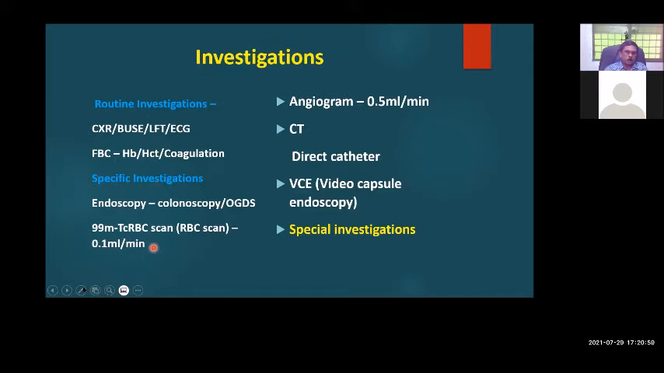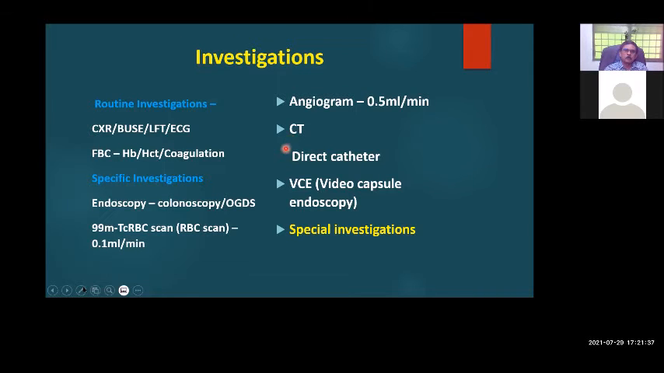in the GIT. The next is angiogram. Angiogram is also the mainstay, one of the important investigations for lower GI bleed. It can be either a CT angiogram or direct catheter angiogram. Angiogram is capable of detecting bleeds as low as 0.5 mils per minute. In order for the angiogram to be effective, the bleeding rate must be at least 0.5 mils per minute. Otherwise, it will be negative.